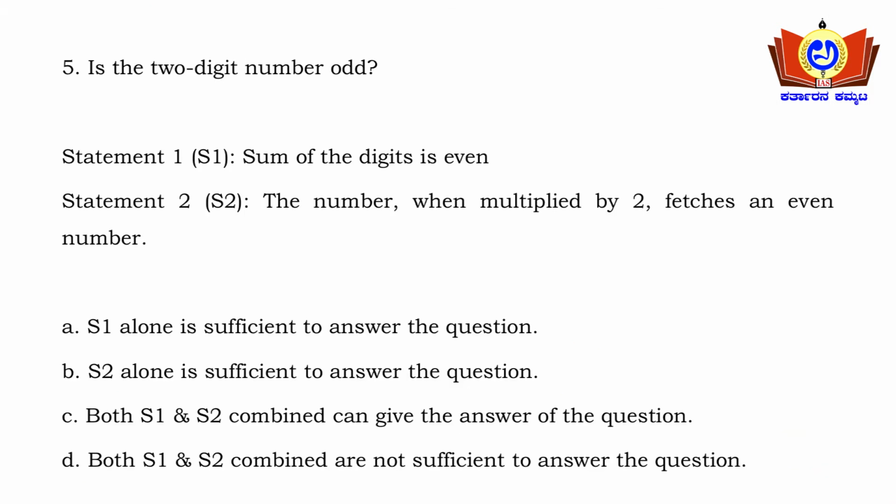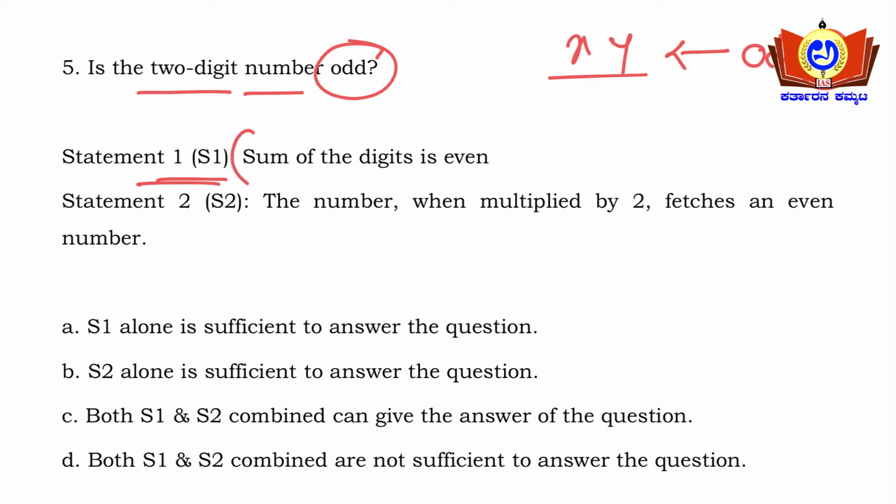The question reads: is the 2-digit number odd? Assume that x and y is a number, so is this odd? That is the question here. So what is statement 1? It's saying the sum of the digits is even. Let's take an example here, friends.